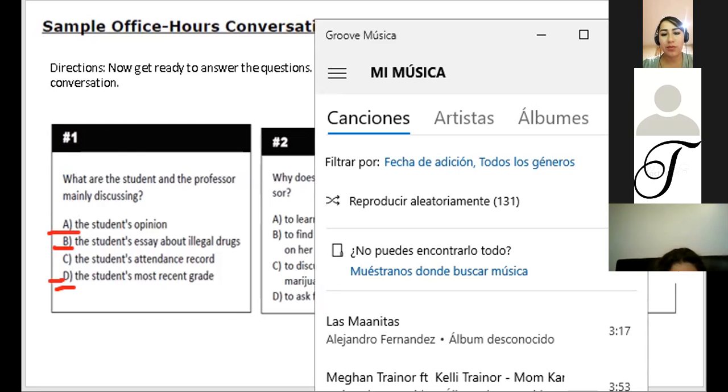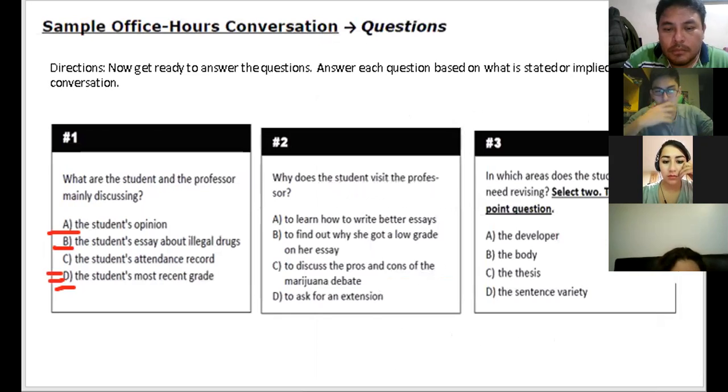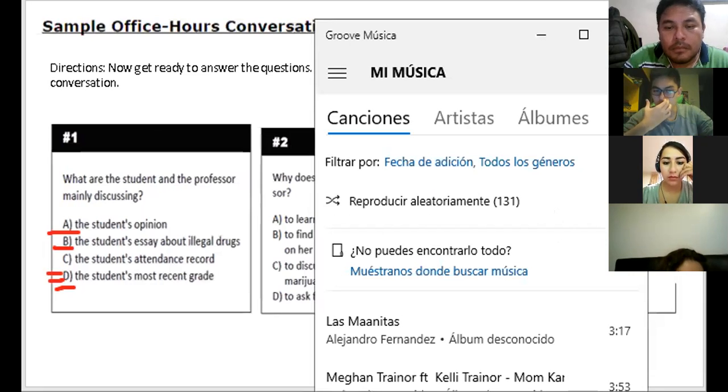Someone else? What do you think, Sigel? I think it's letter D because I think that the main purpose of the conversation is why she had a bad note. So I think that's why it's D. But I don't know, maybe it could be B. But I think it's closer to option D. Okay.